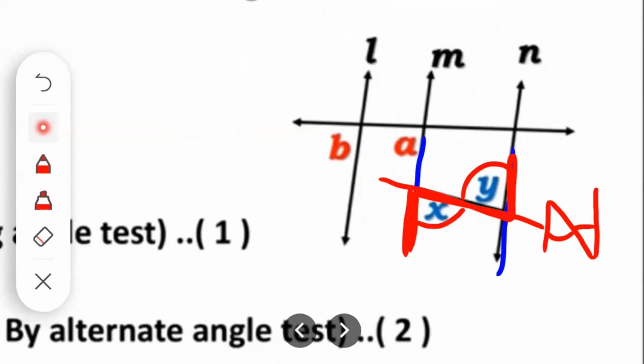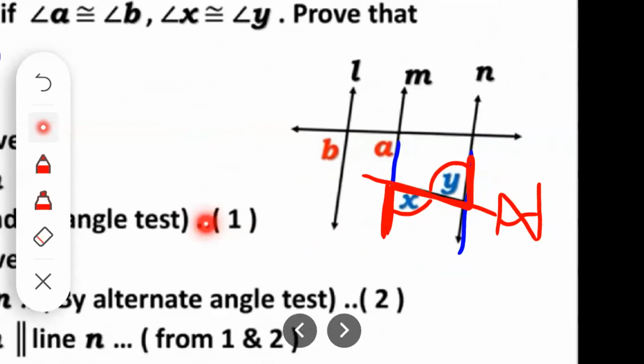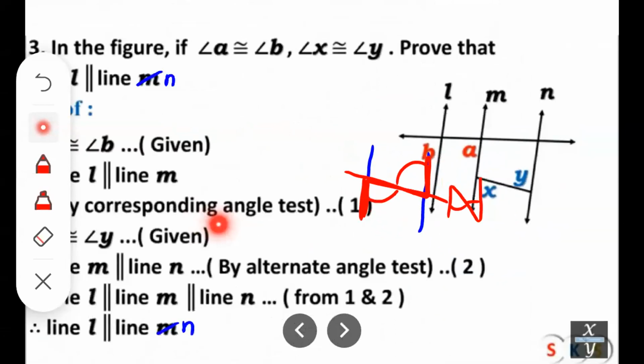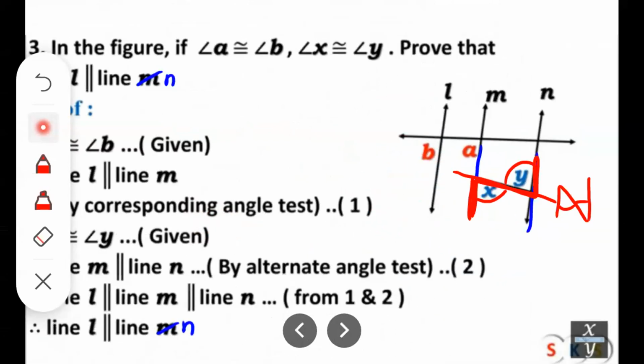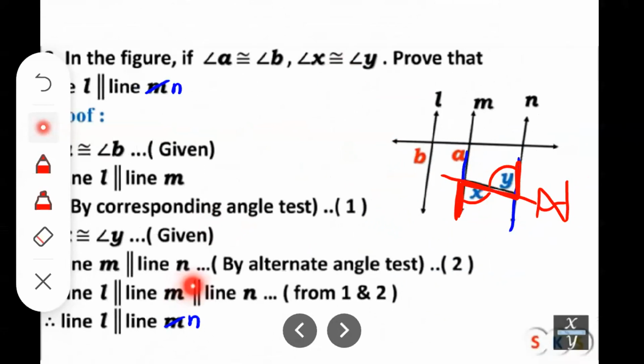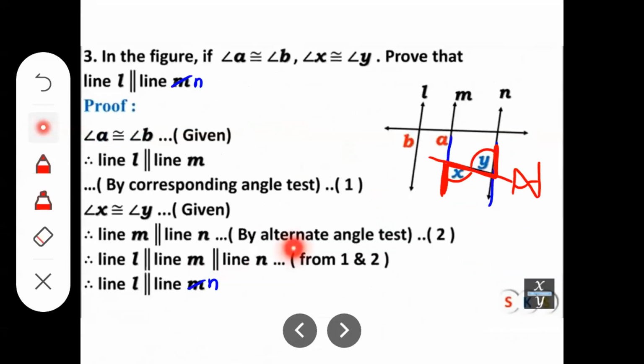So X and Y, those two angles, are also given congruent to each other. So by the alternate angle test, those two lines, line M is parallel to line N, as angle X is given congruent to angle Y.